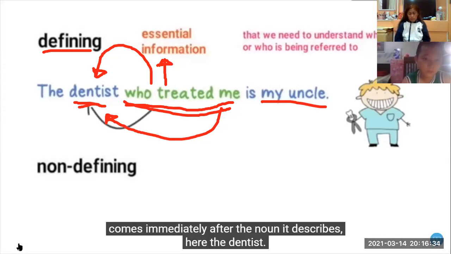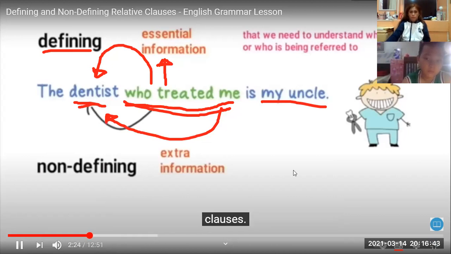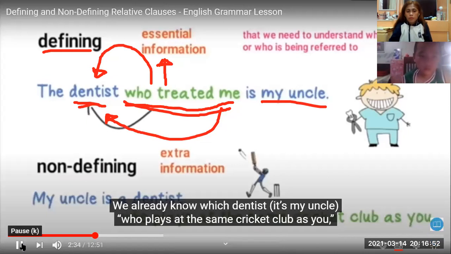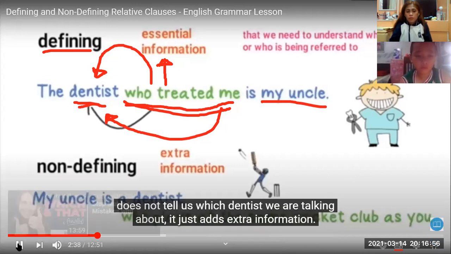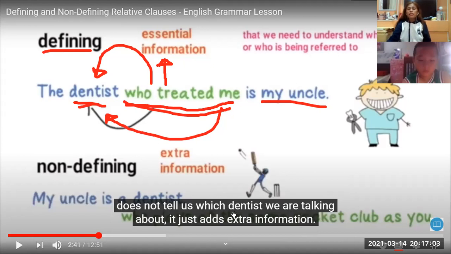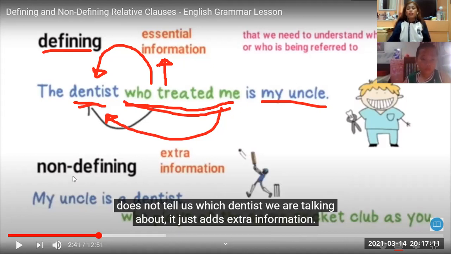Here, the dentist. Whereas relative clauses that give us extra information are called non-defining relative clauses. For instance, my uncle is a dentist, who plays at the same cricket club as you. It does not tell us which dentist we are talking about. So my uncle is the dentist. So this is non-defining information.